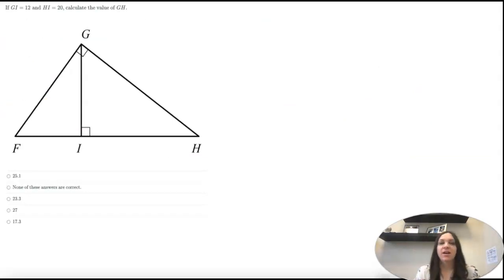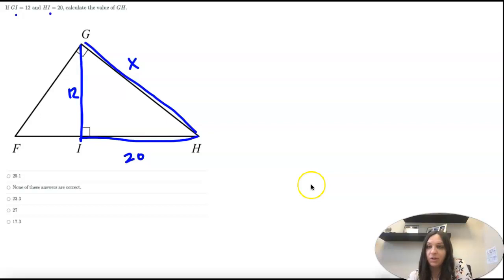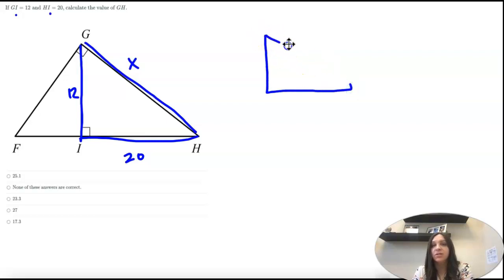Okay, let's look at this. So this is just like what we did in the last section. Some of these are thrown in here, so I'm going to do another example of it. It's similar triangles. So G to I is 12. H to I is 20. And we want to calculate the value of GH. So what do you notice? We just have one right triangle, right? We're not going to use the other ones.